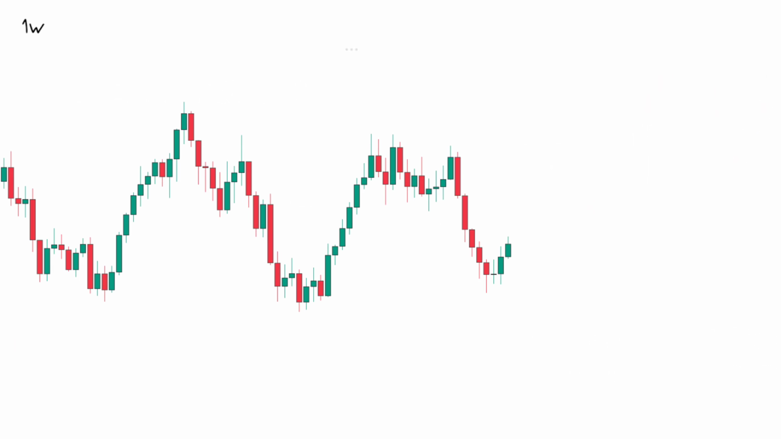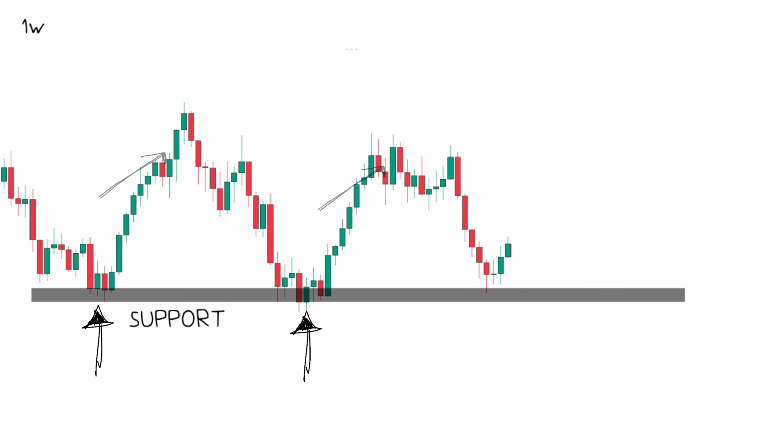Here we have the Kiwi dollar. If you've watched our other videos, we always want to identify key levels first. As you can see, we have a level of support here where price hit and reversed from. And now we are back here again.